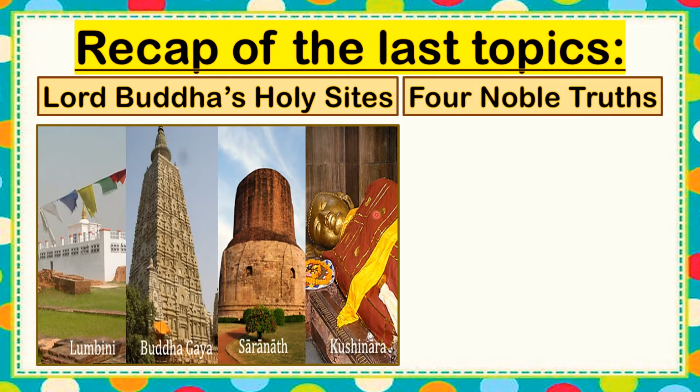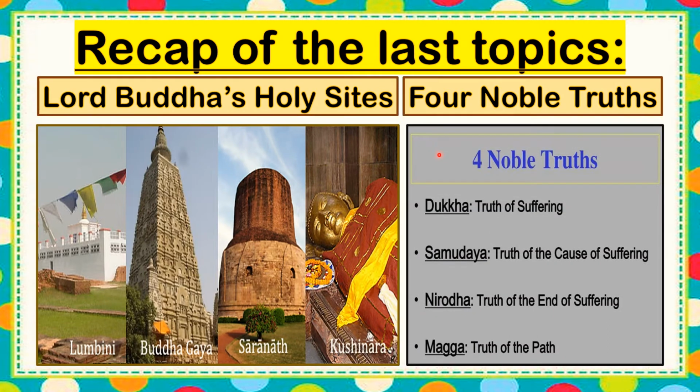The second topic that we have discussed is about the Four Noble Truths. What are the Four Noble Truths? The first one is Dukkha, truth of suffering. The second one is Samudaya, truth of the cause of suffering. The third one, Nirodha, truth of the end of suffering. And the fourth one, Magga, truth of the path.